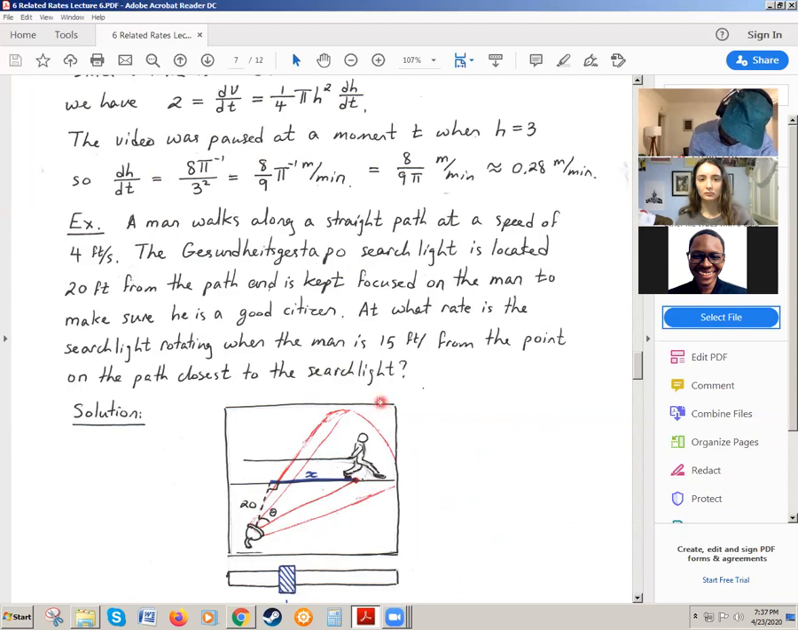Does it make sense? So the question is, how fast must the searchlight be turning when the man is 15 feet away from the initial point, from this point? It's going to be opposite over adjacent. You want to relate x with theta. Wonderful.